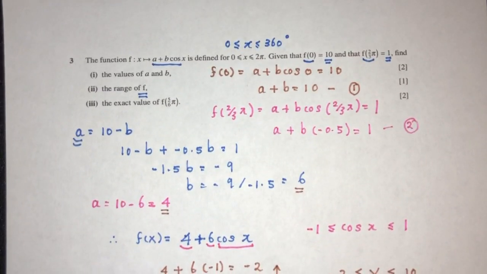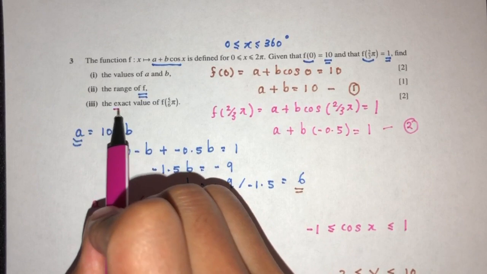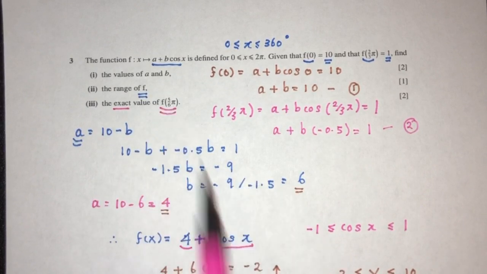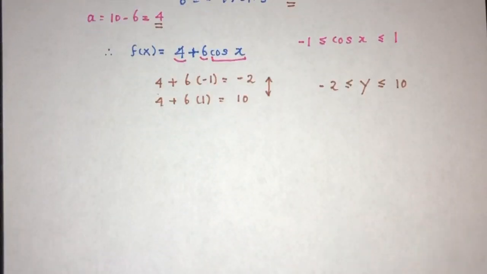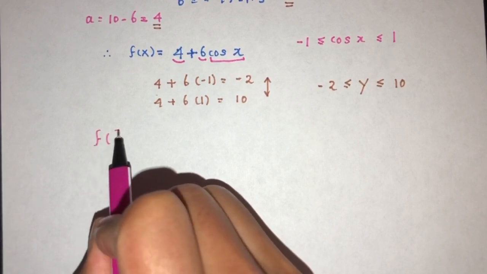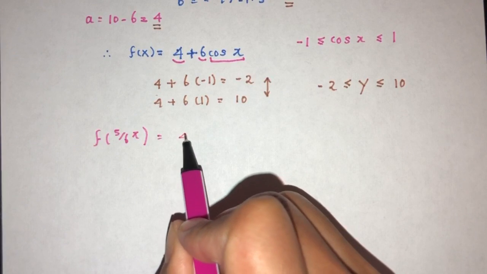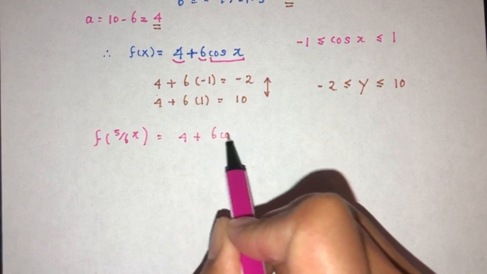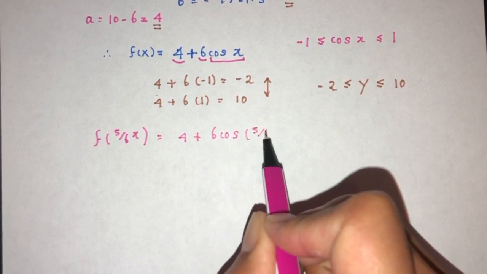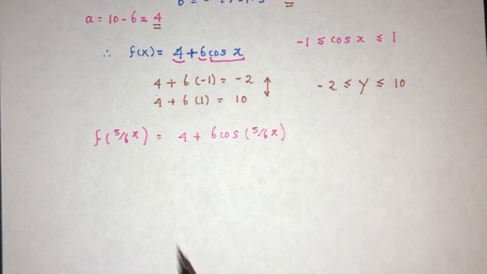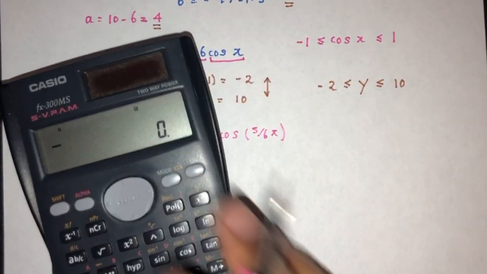Now for part 3, we have to find the exact value of this one. Okay, so let's find out. So here we have to find f of 5/6 pi. That should be 4 plus 6 cos 5/6 pi. So let's try to simplify and see what we get.